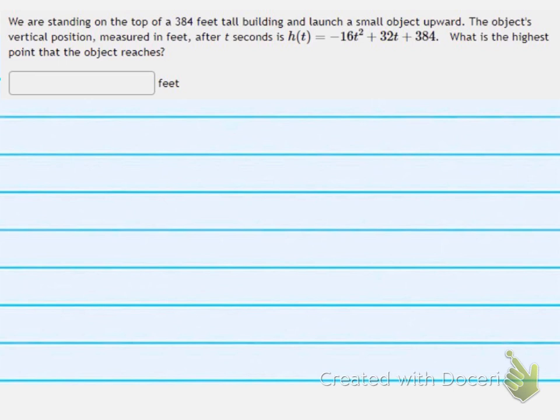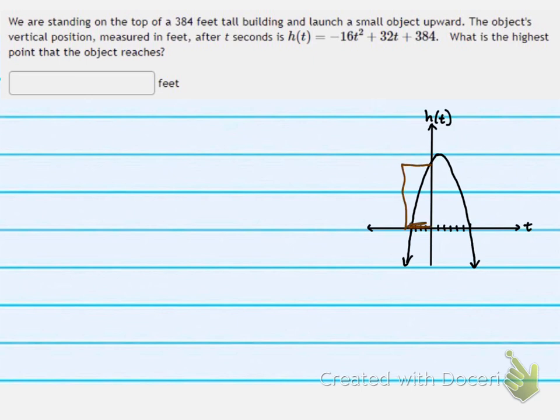So let me draw a little image here so you can see what is actually happening. If I were to graph this, this is what it would look like right over here. And they're saying that we're standing on top of a building. Okay, so here's my building in brown, and we're standing at the very top, and we're throwing the object. Okay, so we are, let's be in red, we're right here. And they want to know what's the highest point that it's going to reach. Okay, and you can tell that that is the vertex.